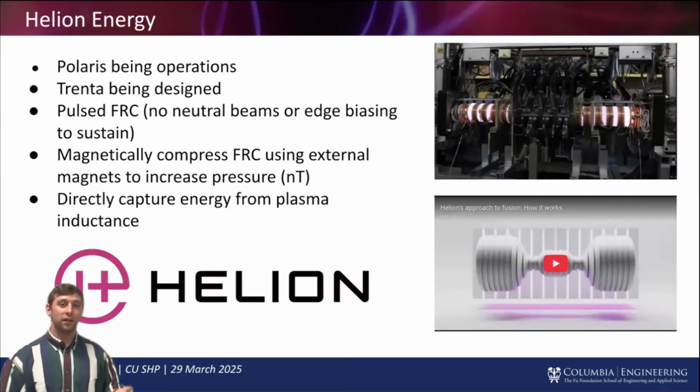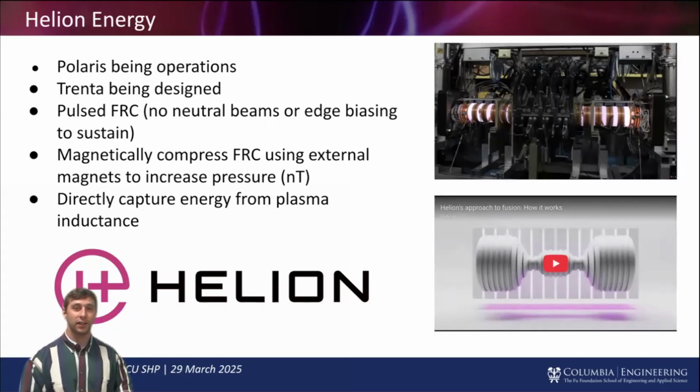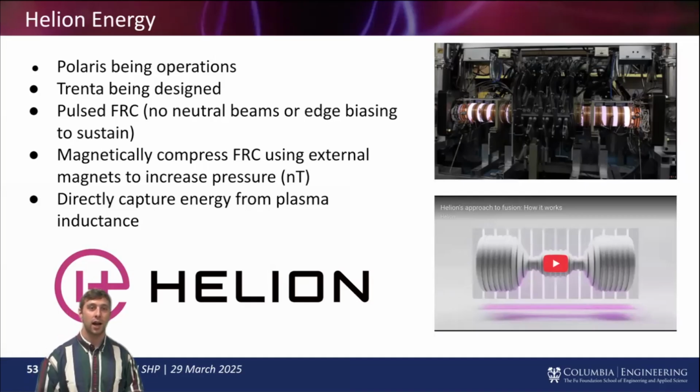Another company using the FRC concept is Helion Energy. Their Polaris device is currently being operated, and their next device is currently being designed. Theirs is a pulsed FRC compared to TAE's approach. So Helion doesn't have any neutral beams or edge biasing used to sustain the stability of the plasma. Instead, they try to harvest as much energy from the plasma while it exists, and then as it dies naturally through instabilities, they then create another pulse that they can get more energy from again.